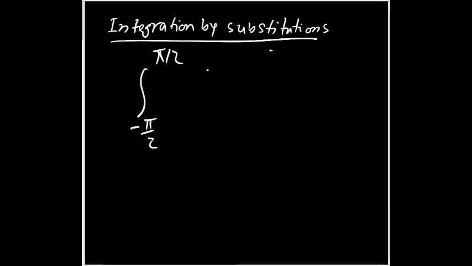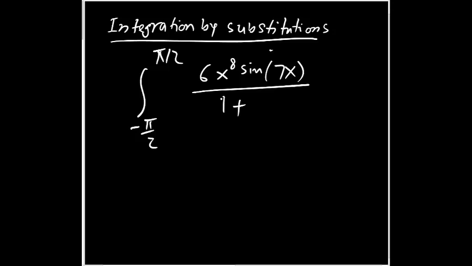Now my problem is the integral of 6x to the 8 sine 7x over 1 plus x to the 12 dx. This problem you are not able to solve using substitution or any other method. It's very complicated. We cannot solve it analytically. But then why have we given you this question? The reason is simple. Just say your function is this.